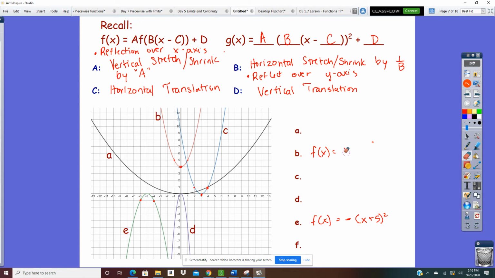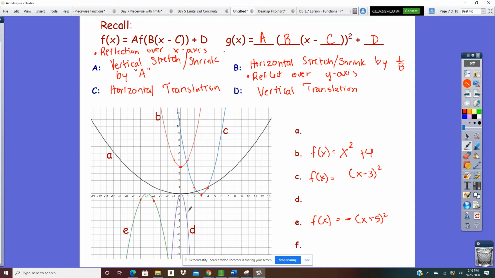And put these in the right spot. Okay, so B was the one that was up 4. So that's going to be x squared plus 4. Okay, and then C was the one that was right 3. So that one is f of x equals x minus 3 in parentheses squared.